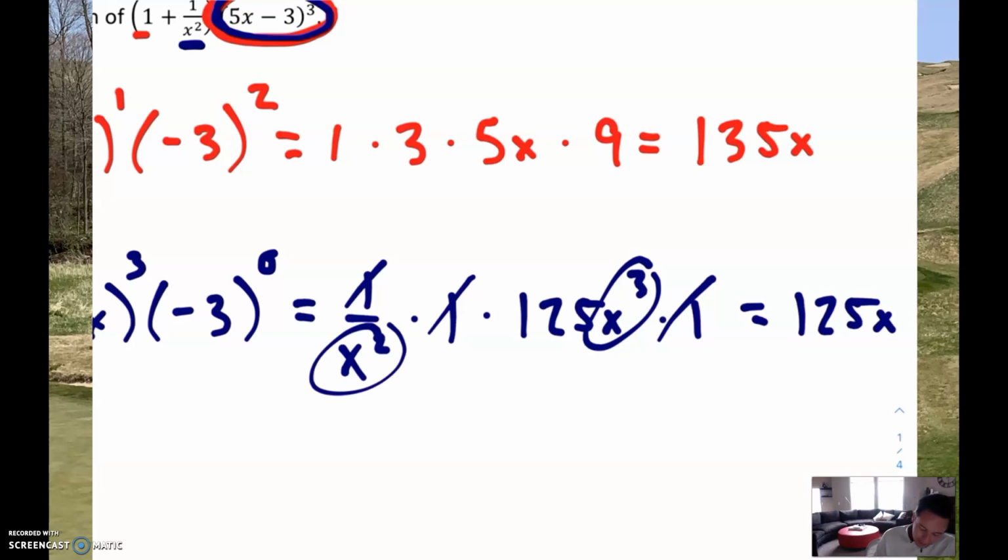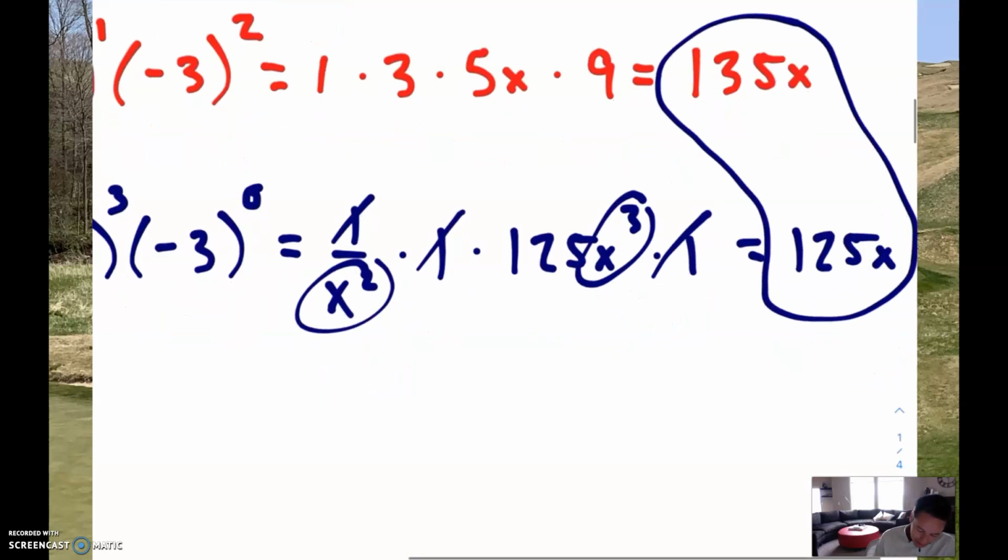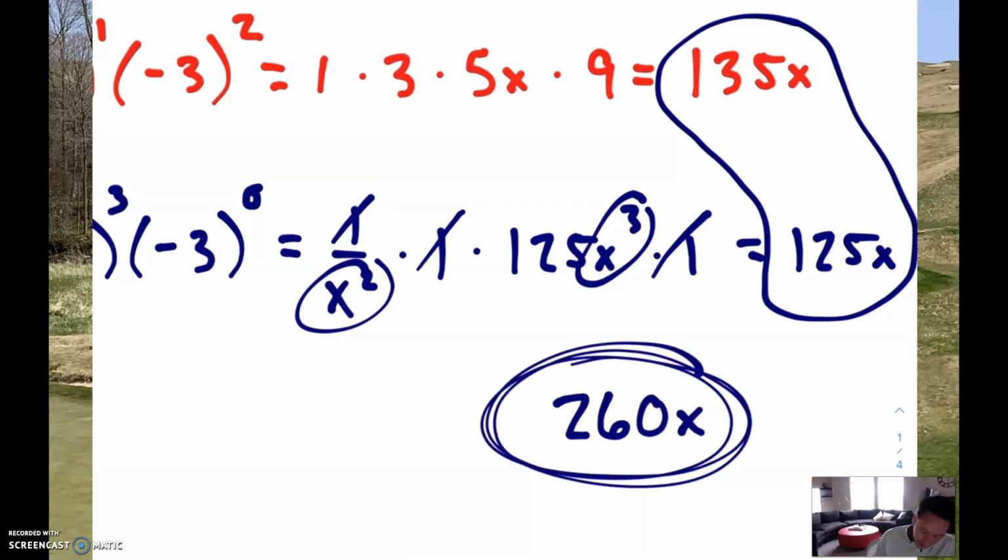So finally, at the very end, these are our two terms that result in an x to the first. We can just add them together, and we end up with 260x. So that would be our x to the first term at the very end.